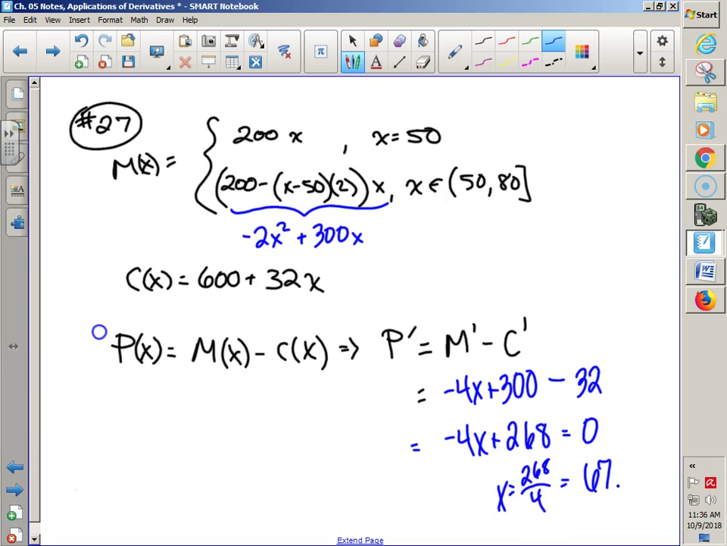There we go. So you just had to think about, this is how much money they're getting from the group. This is how much money the group is costing them. The profit is the money coming in minus the money going out, like Daniel showed for number 23. Taking the derivative of the function, finding the critical numbers. And of course, we could, once again, do a sign chart between 80 and 50. With our 67, we're going to have a max. Okay?